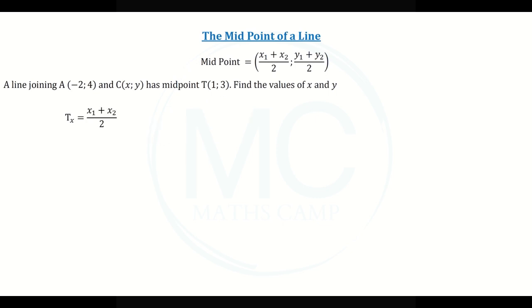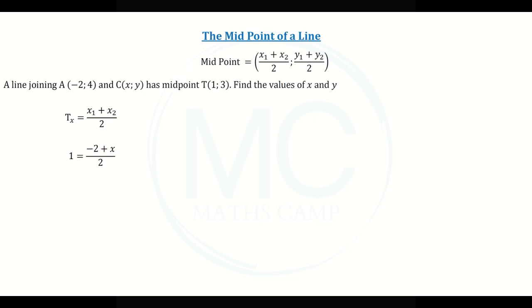Let's say that A is our first point and C is our second. So we can say the x coordinate of t, which we see as 1, is equal to the x coordinate of our first point, negative 2, plus the x coordinate of our second point, x, all over 2. And now we can solve for x.